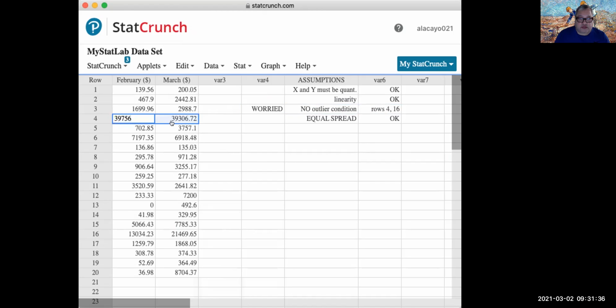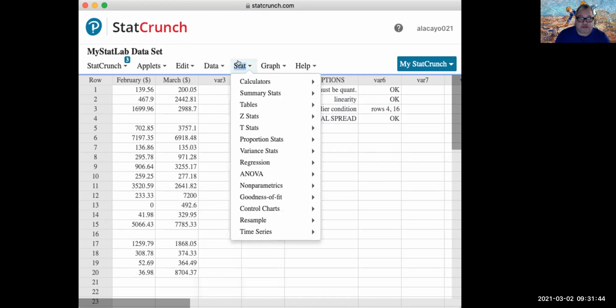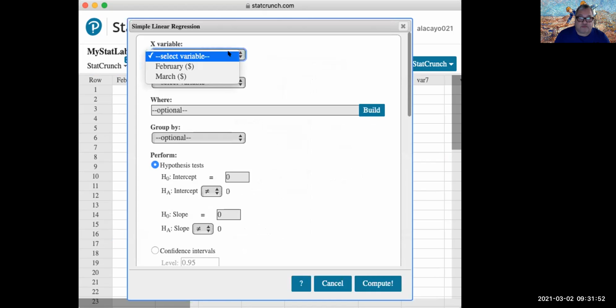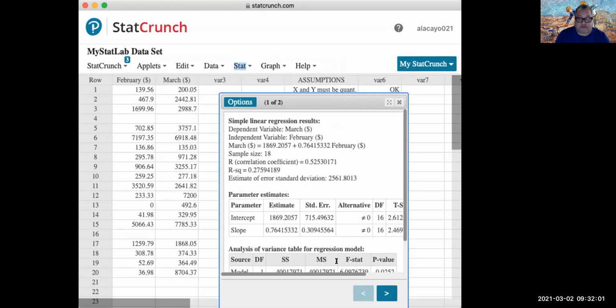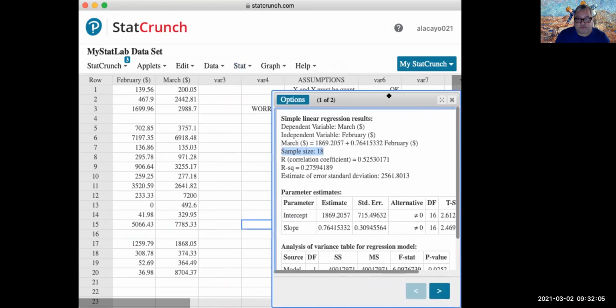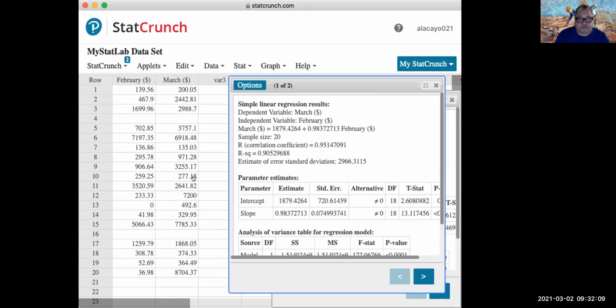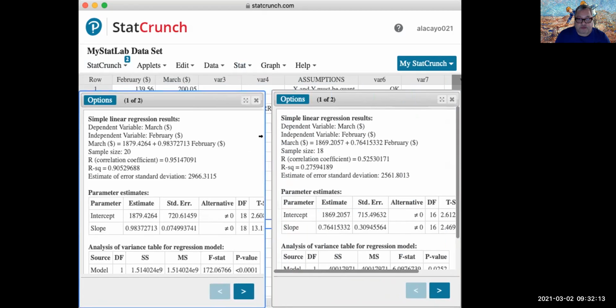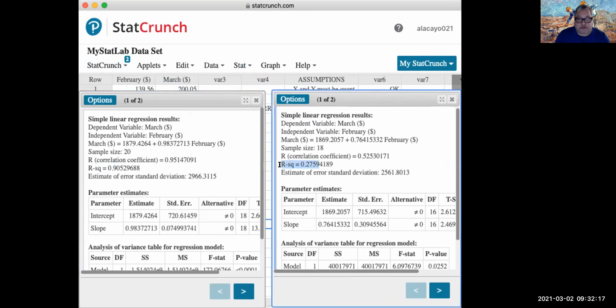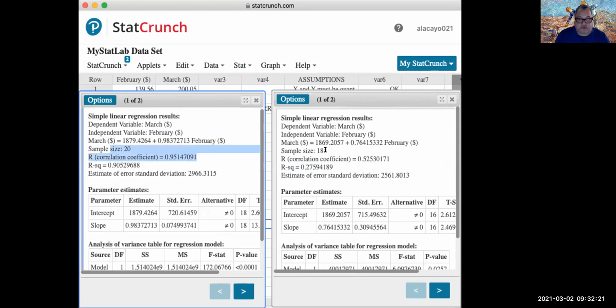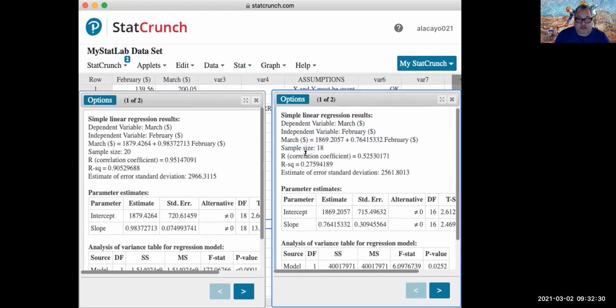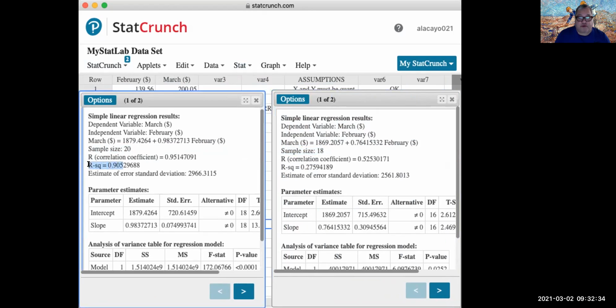So what I should do is run a second regression without points 4 and 16 in the mix, only having 18 data points, and see if the R-square remains really similar. If the R-square remains really similar to the original model, then the potential outliers are not influencing the regression results. But what we see, when we take off those two data points, let me put the results side by side to compare them, is that the R-square goes from 91% to 28%. Notice how the sample size went from 20 to 18. So there is a large discrepancy in how well the model fits the data, how well February explains March.